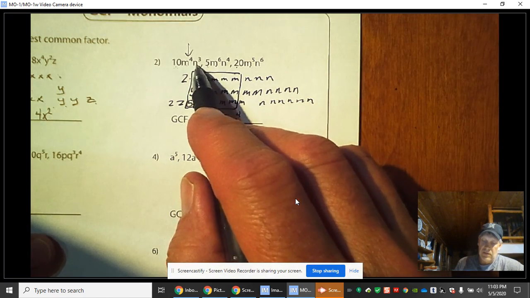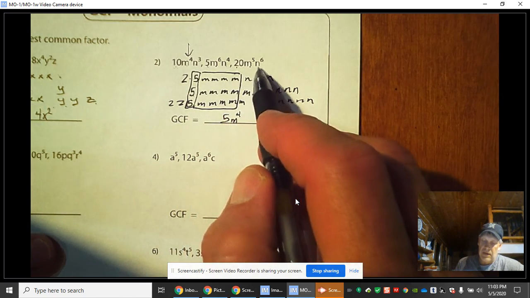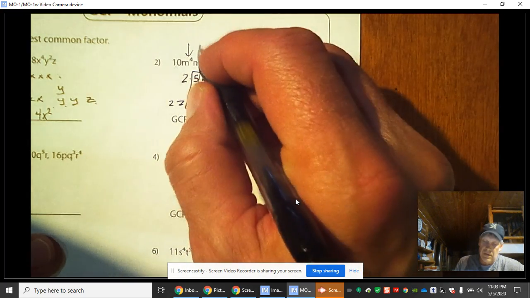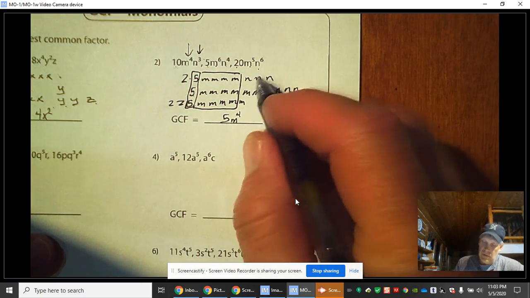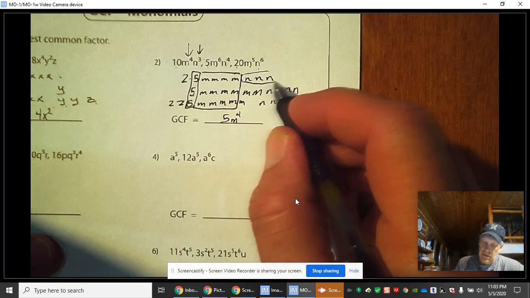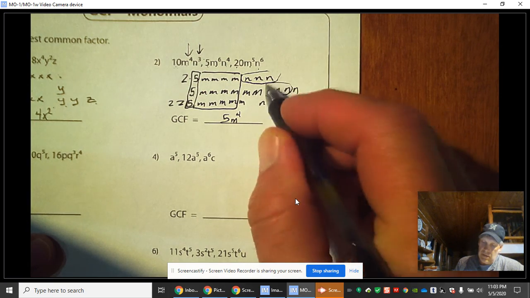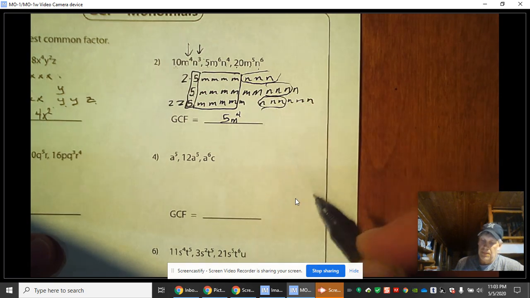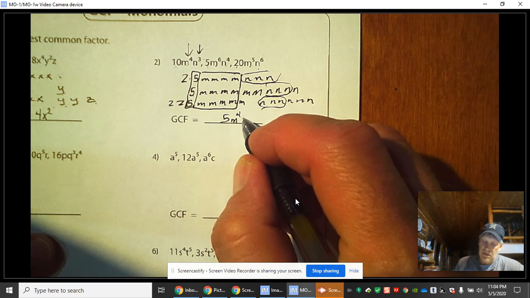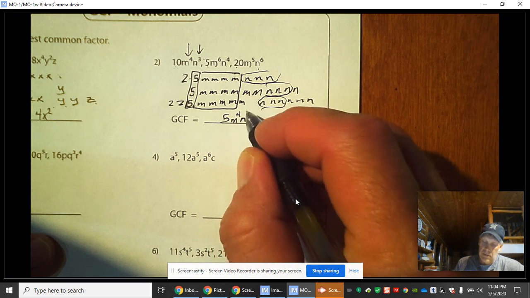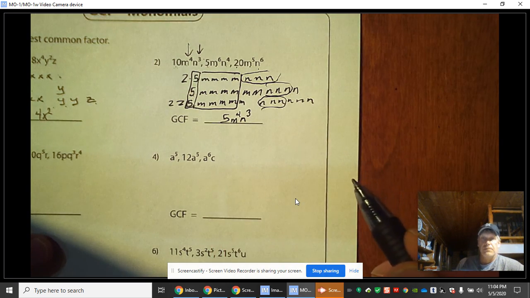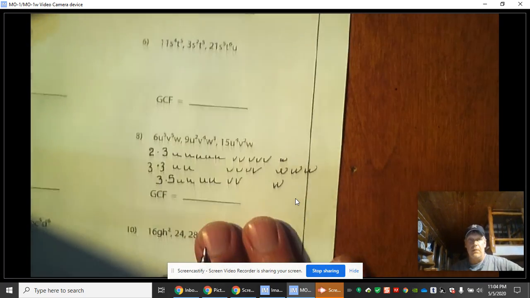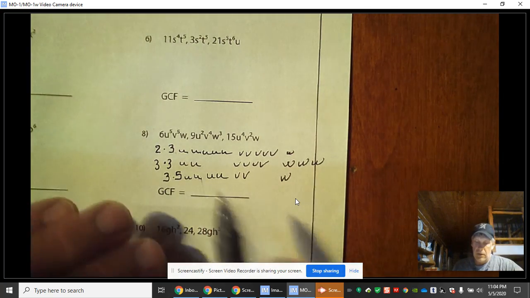And then let's get the n's. You got n cubed, n to the 4th, n to the 6th. What's the smallest? Right there. So if you look, I have 3 n's and 3 n's and 3 n's. Okay? So it's always going to be the smallest variable, n cubed. All right, last one. Number 8. See if we can do it.